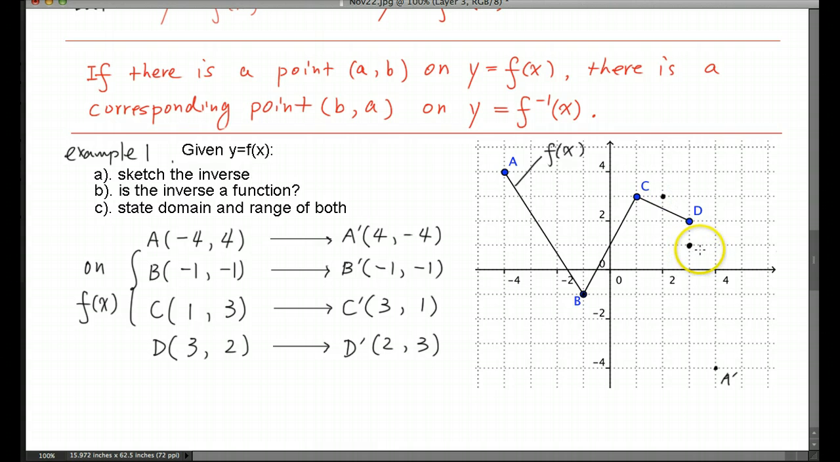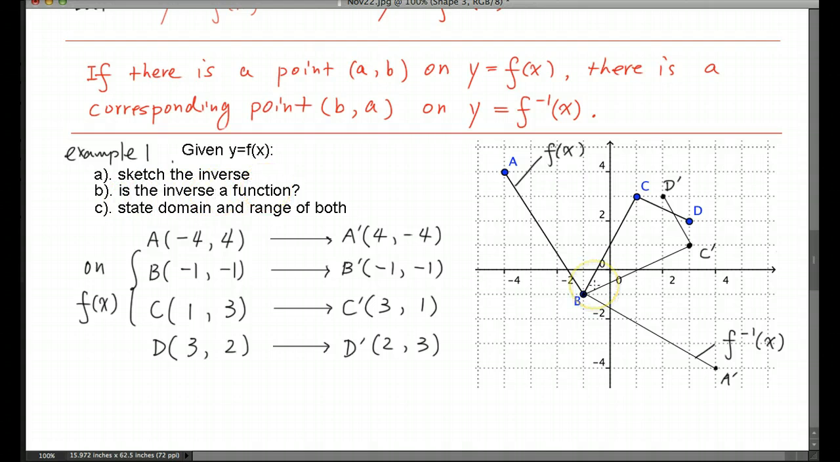Okay, I've got to label this. So this should be C prime. This should be D prime. Okay, just connect all the points. Starting from A, then to B, and then B to C prime, and C prime to D prime. Okay, so this is actually the function f^-1(x). Okay, we're done.